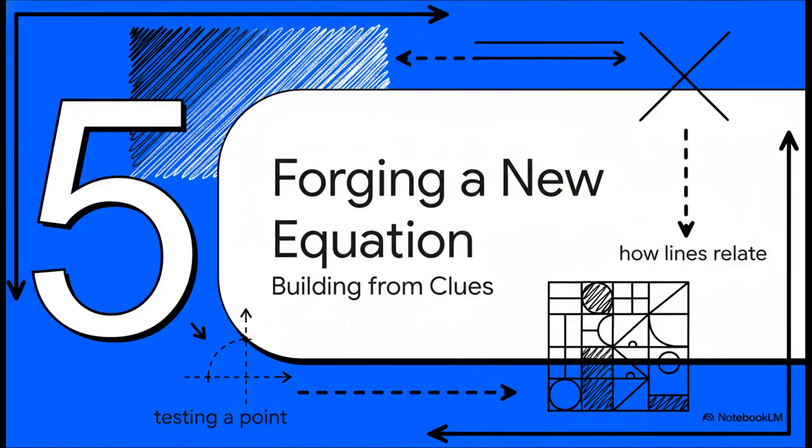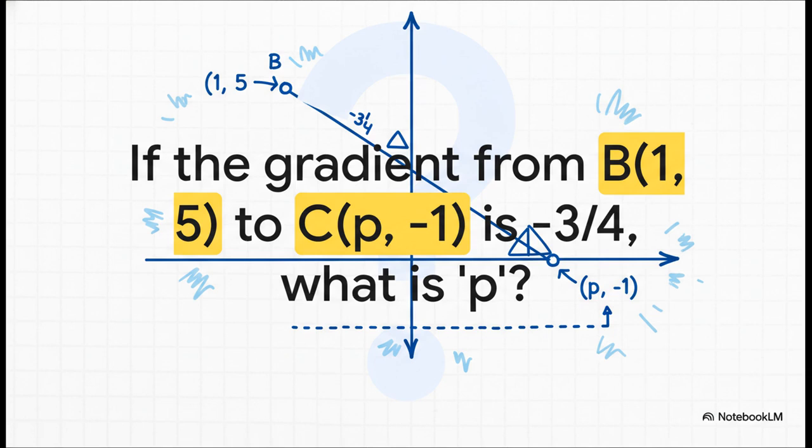All right, it is time to bring everything together. We've learned how to find a gradient, how to test a point, and how lines relate to each other. Now, let's use all of those tools to solve one final puzzle. Here's our final challenge. We've got 2 points, B and C. We have the full coordinates for B, but only half for C. We have this unknown p.